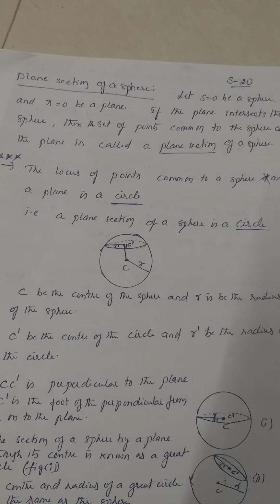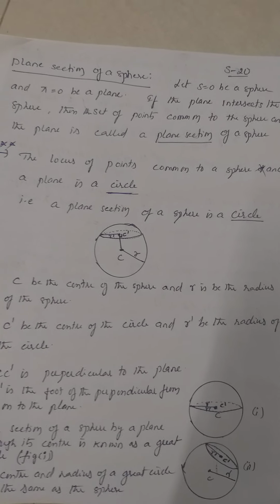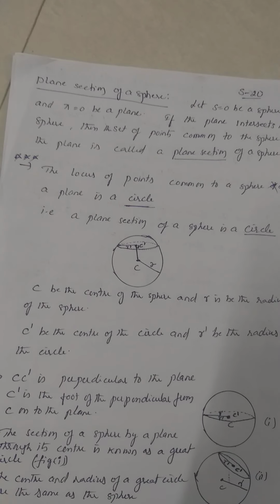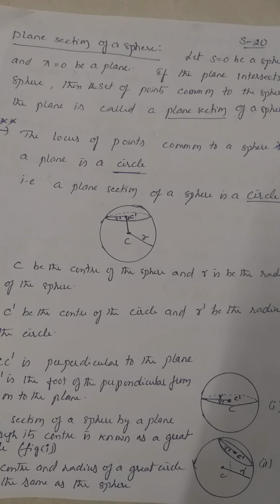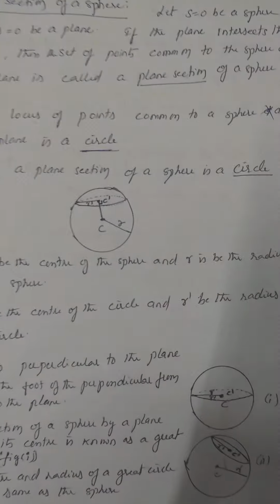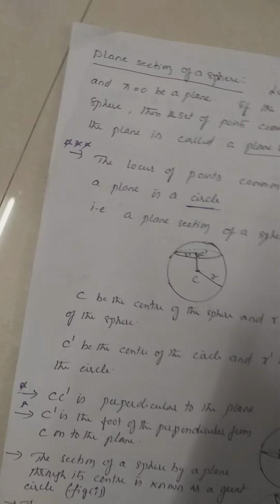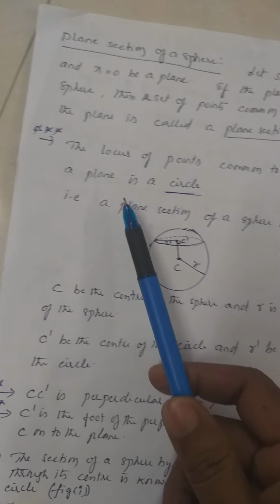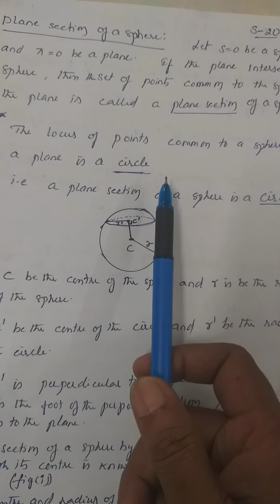If the circle is a great circle, then the center of the sphere is equal to the center of the circle, and the radius of the sphere is equal to the radius of the circle. Please go through all the points clearly, right? Now here, the locus of points common to a sphere and a plane is a circle.